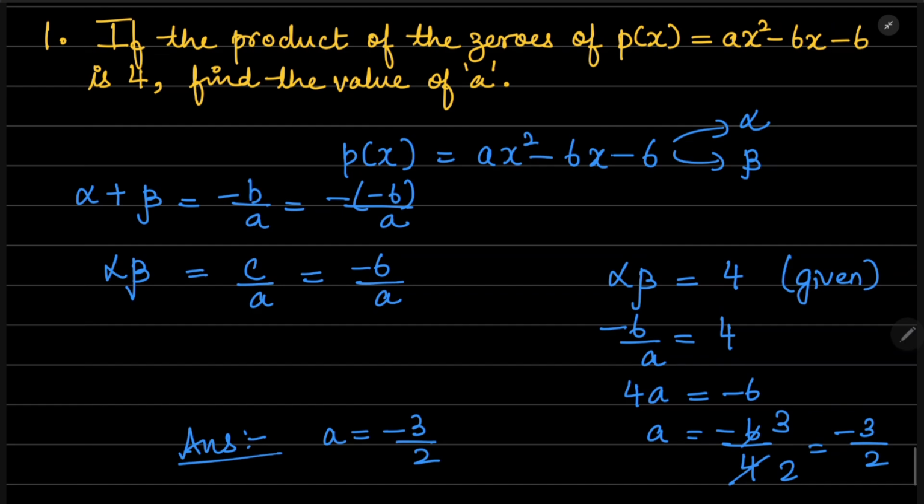A very easy question. Whenever you are getting the polynomials, find the sum and the product of the zeros. Sum of the zero is minus b by a, product of the zero is c by a. Right? I hope you understood. Very easy problem. Let's move on to the next question.